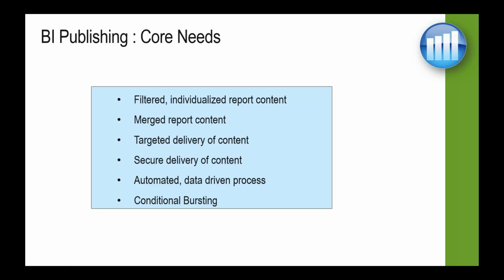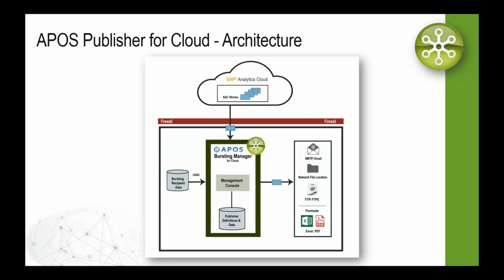So I want to again bring up this slide that was shown earlier, showing the list of core needs. It's important to note that in the concept of hybrid BI, when it comes to publishing, you want to have a lot of similarities between the features and requirements for your publishing for Business Objects and your publishing for Analytics Cloud. You don't want a great disparity between what you can accomplish with publishing for both Business Objects on-premise and Analytics Cloud. So we're going to stick with that same core needs list here, but in relation to Analytics Cloud.